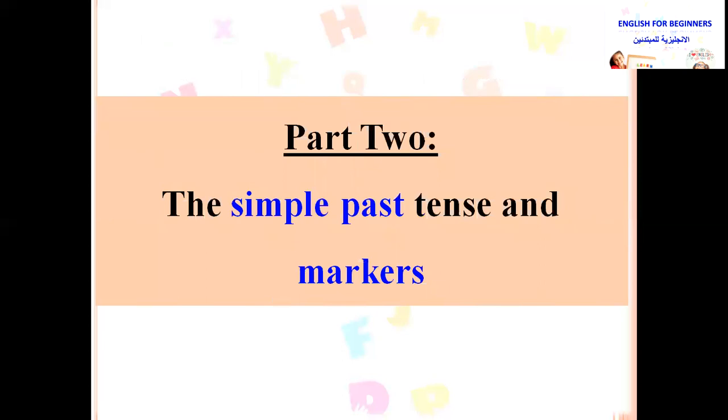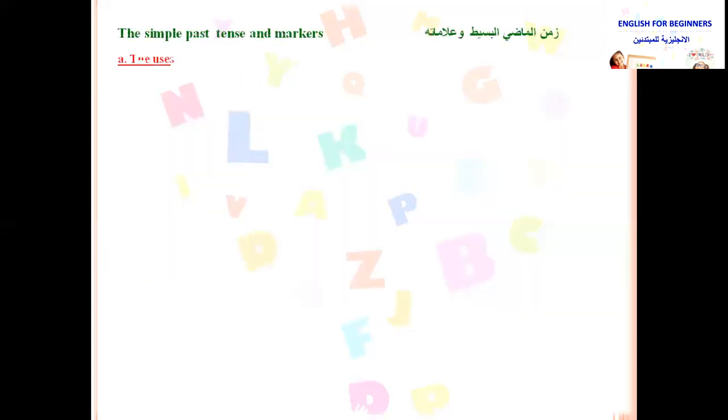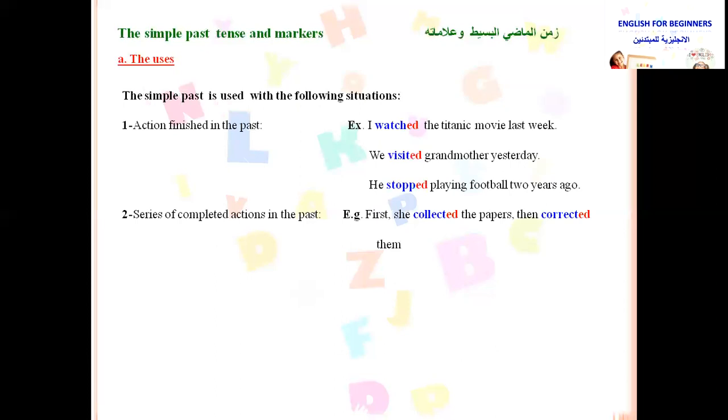Part 2. The simple past tense and markers. Of course, we start with the uses. The simple past is used in the following situations. I have two main situations where we use the simple past.